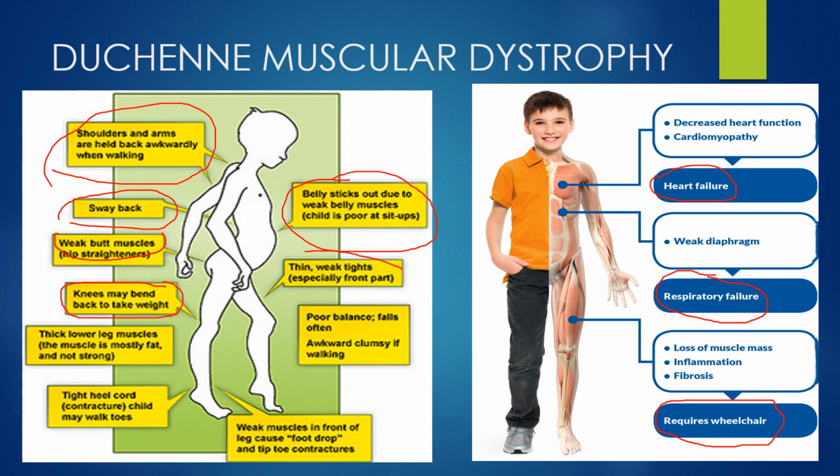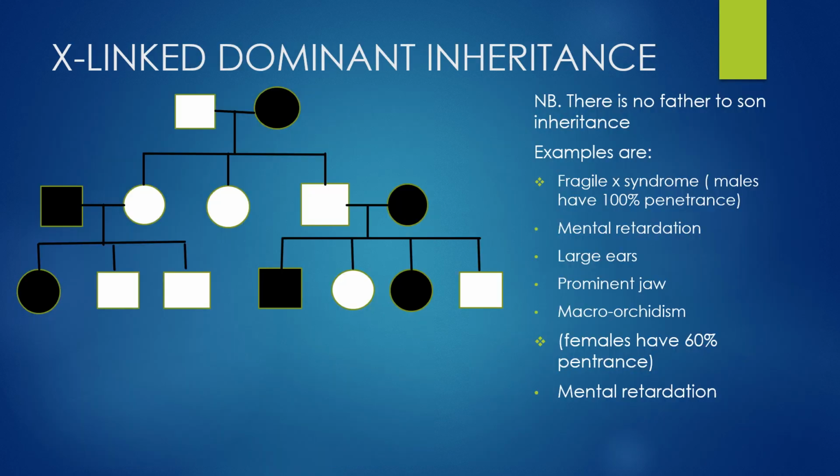The child has thin, weak thighs, especially the frontal part. Poor balance, awkwardly clumsy when walking. They have weak muscles in the front of their leg that cause their foot to drop and have tiptoe contractures. They have a tight heel cord, and so the child may walk on their toes. They have thick lower leg muscles, and this muscle is mostly fat and not strong. So like I said earlier, they will have trouble walking.